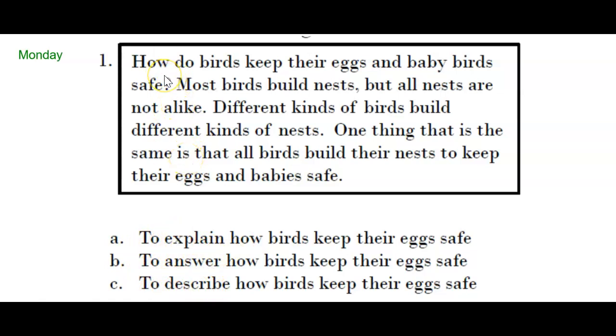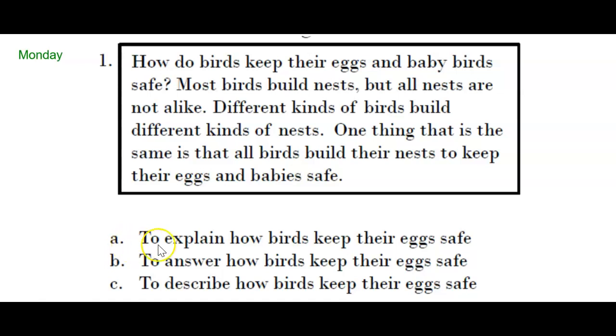Can you help me read? Here we go. How do birds keep their eggs and baby birds safe? Most birds build nests, but all nests are not alike. Different kinds of birds build different kinds of nests. One thing that is the same is that all birds build their nests to keep their eggs and babies safe.